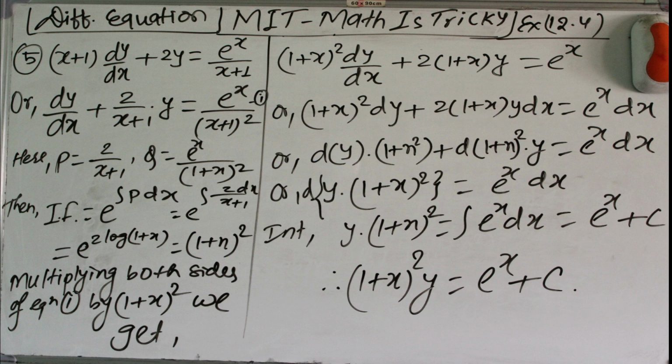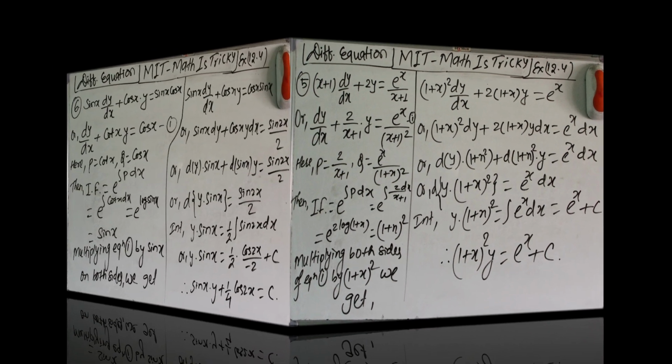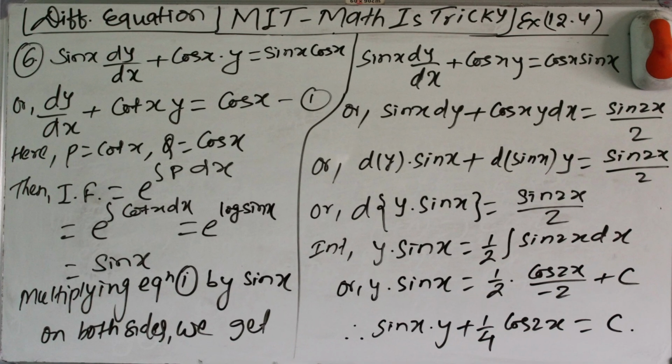You need to change the given equation into the linear form, then find the integrating factor, and then multiply both sides by the integrating factor. Then the left hand side will always change to y into the integrating factor equals the integration of the right hand side, and from that we'll easily get our answer. This is what I'm doing. So now let's solve question number 6.